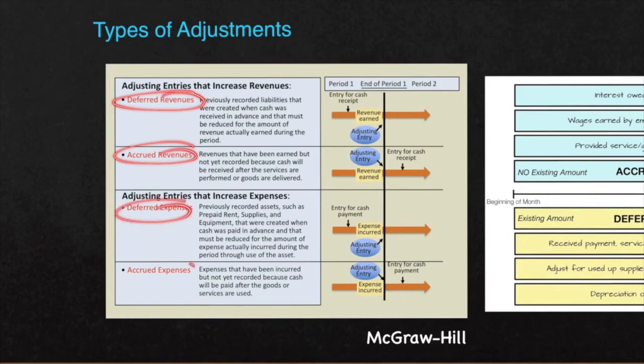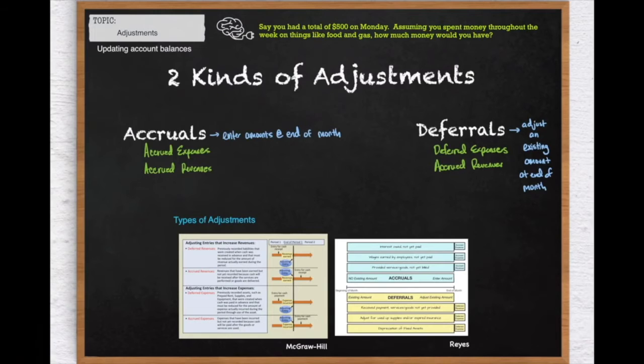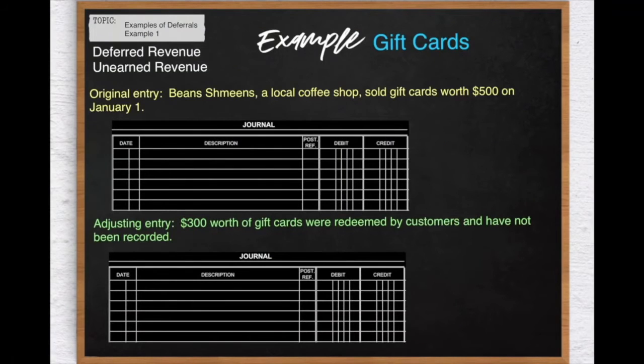I included another chart here from a previous publisher showing the types of adjustments. You have your deferred revenue, accrued revenue, deferred expense, accrued expense. It shows the definitions and also the timeline, just like I did in my chart, in respect to what the adjustments look like and when they happen and why they happen. And that is the overview of adjustments.